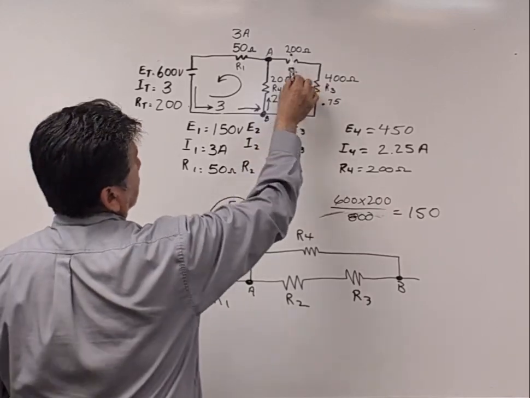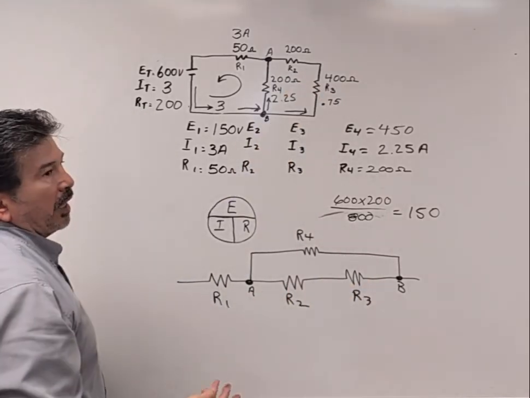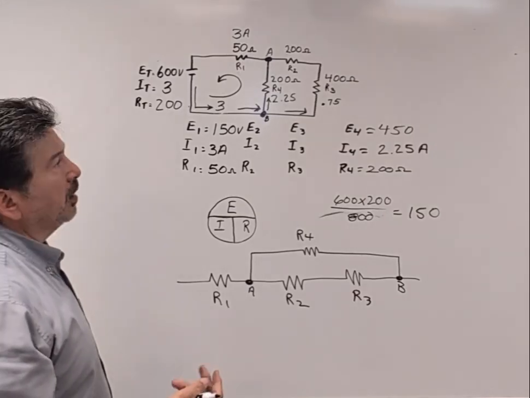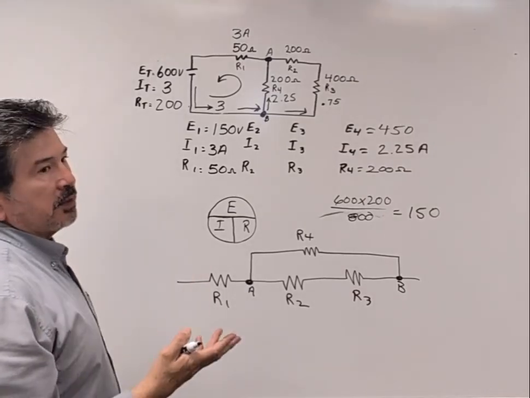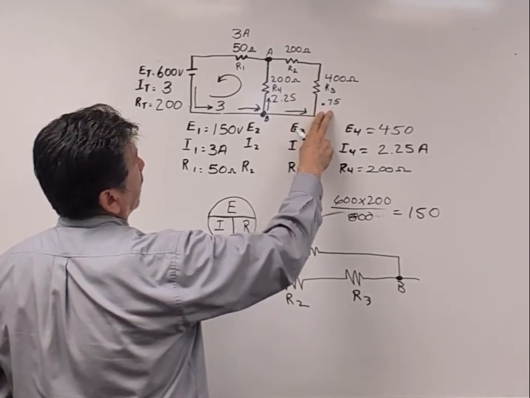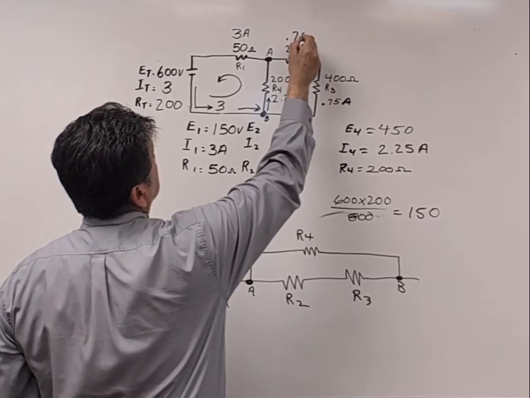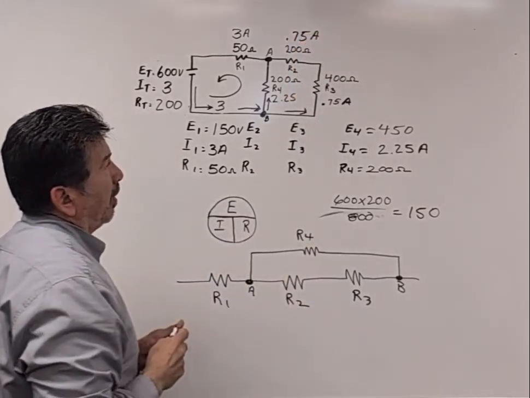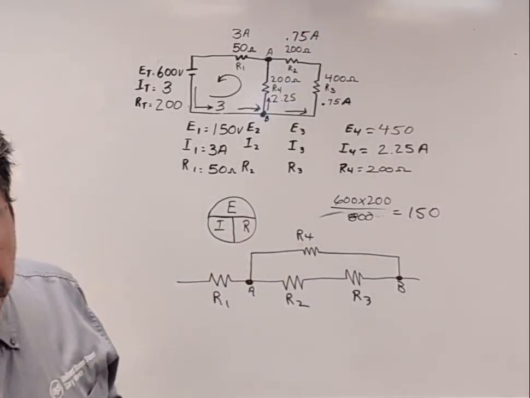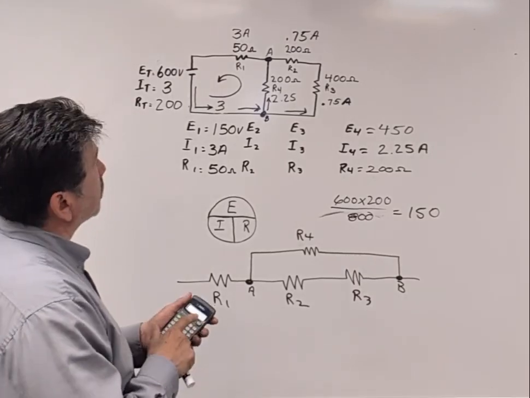This portion of the circuit, 2 and 3, they're in series with each other. So this is where I have to apply the series rule for current. I know that the current is the same everywhere in a series circuit. So I have 0.75 amps here. That means that I have 0.75 amps here. And we can calculate a voltage on both of those, and that should add up to 450 volts.